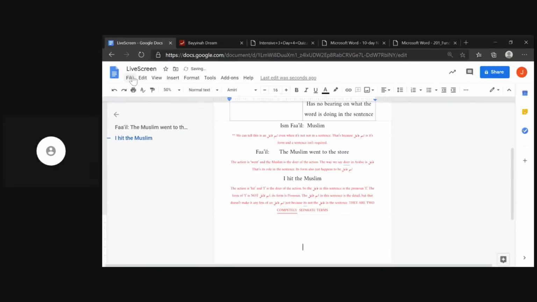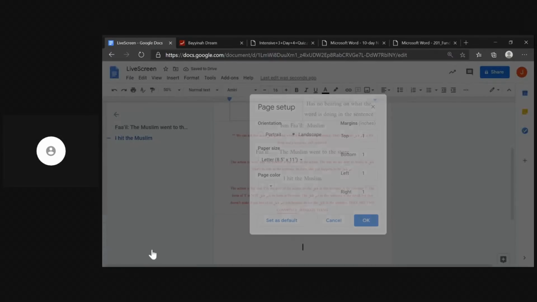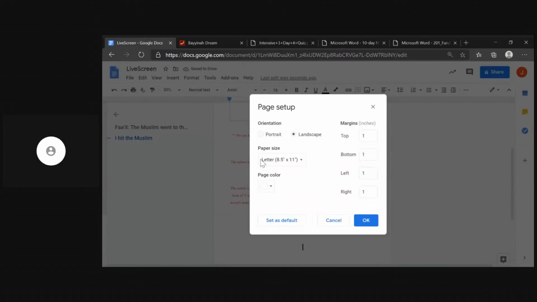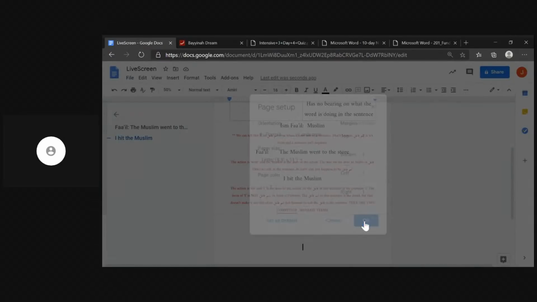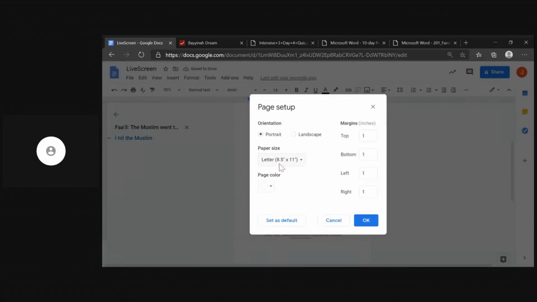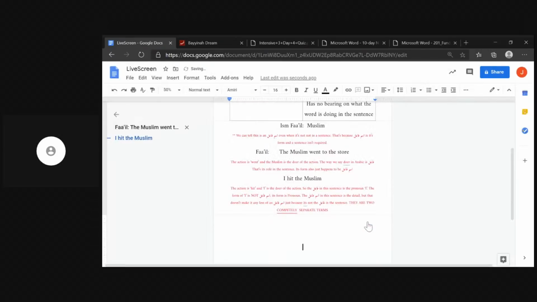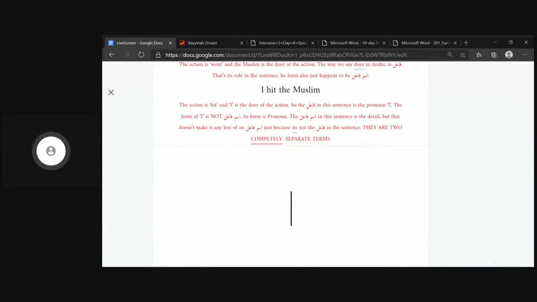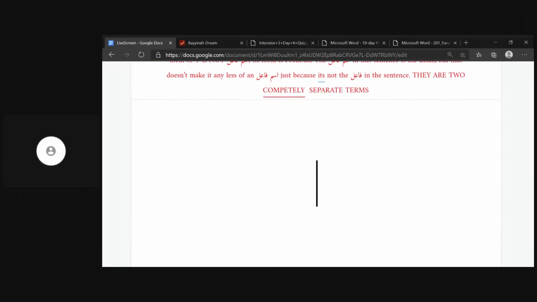Wait, why did this go back to? That's weird. It should be in landscape. Oh, that was landscape. That's weird. Okay. I don't know. It just seems so small.